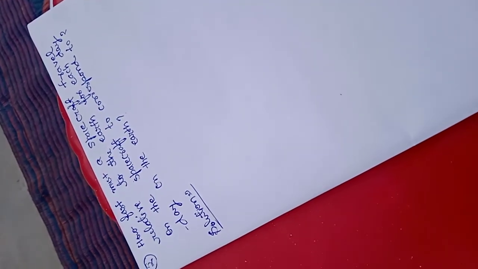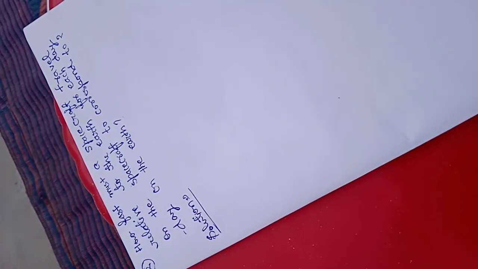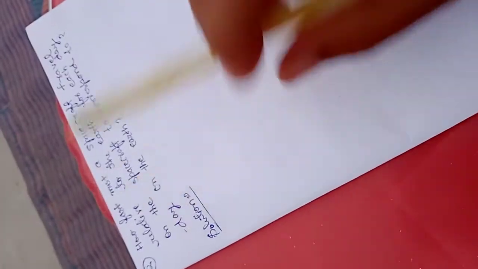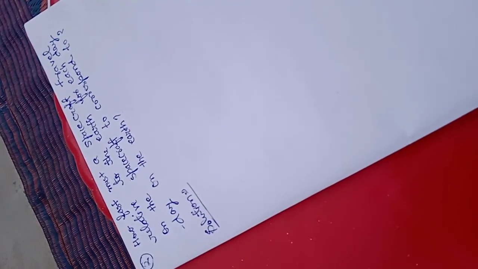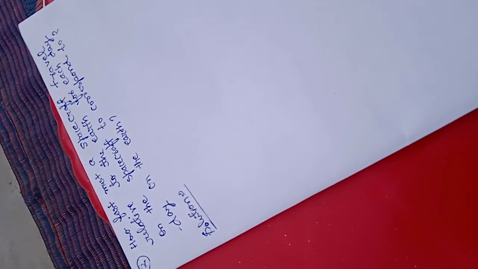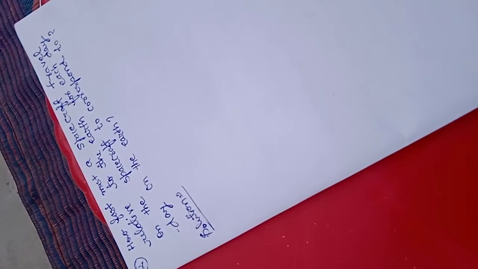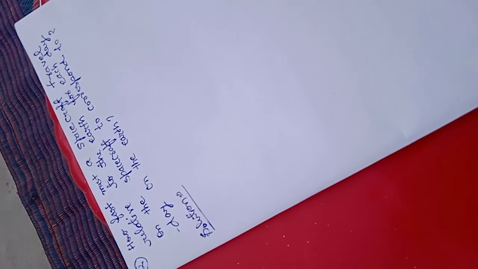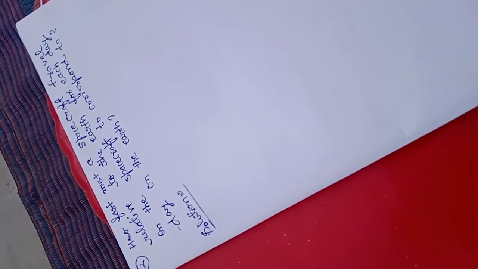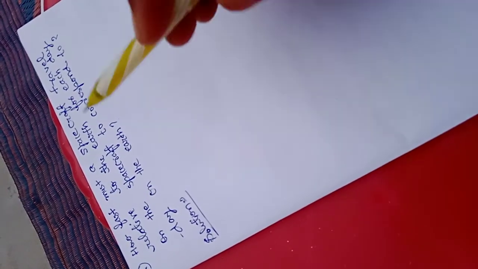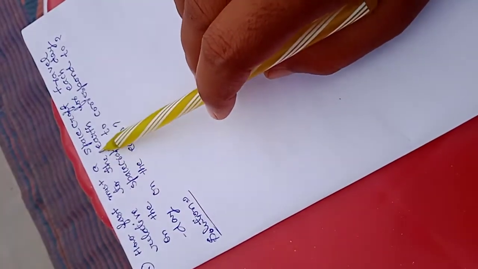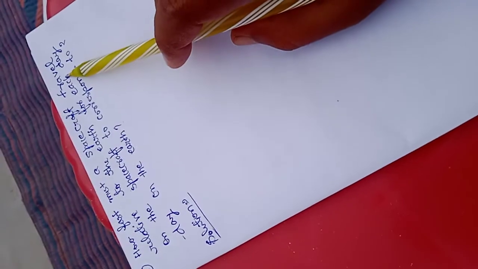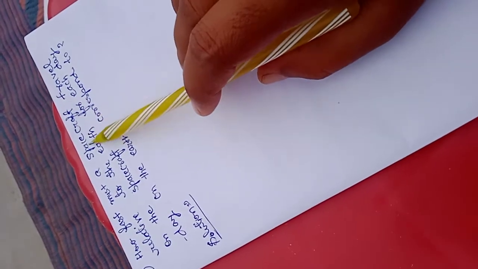Let's today solve the problem based on time dilation. The problem is: how fast must a spacecraft travel relative to the earth for each day on the spacecraft to correspond to 2 days on the earth? That means the question is asking for the velocity of the spacecraft.